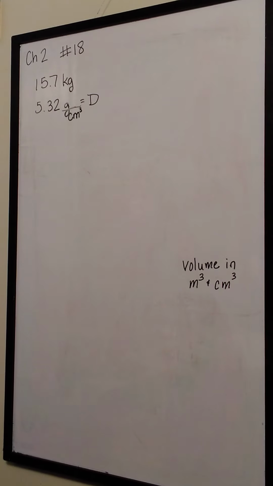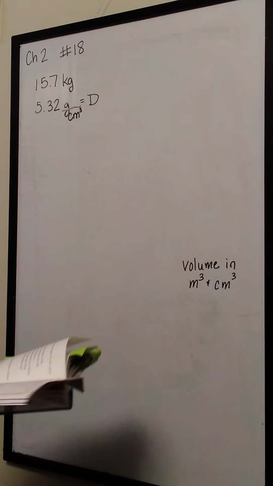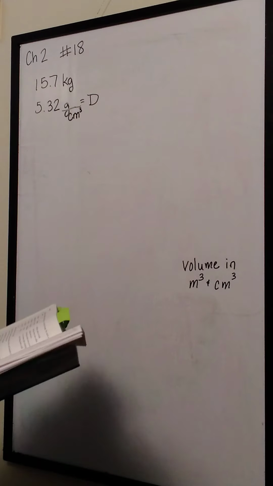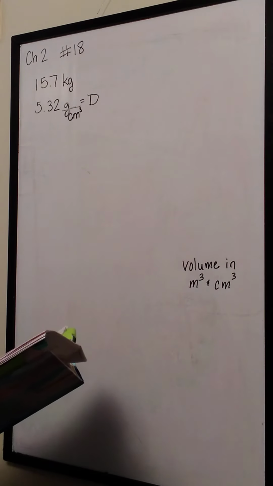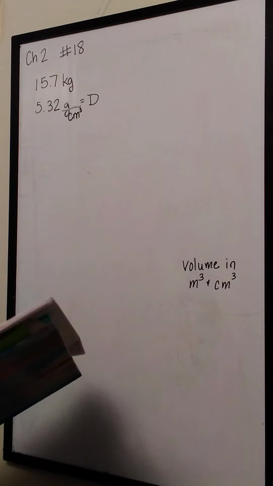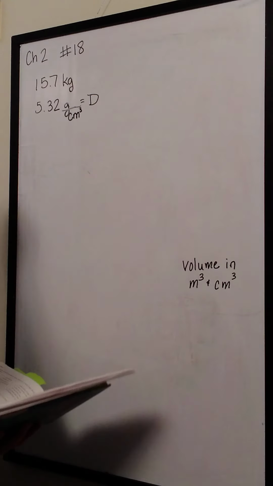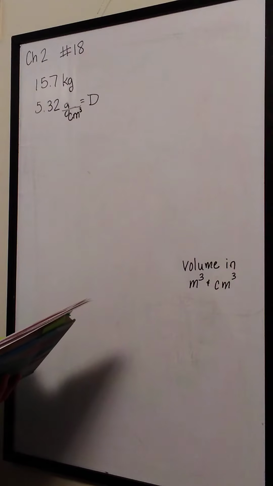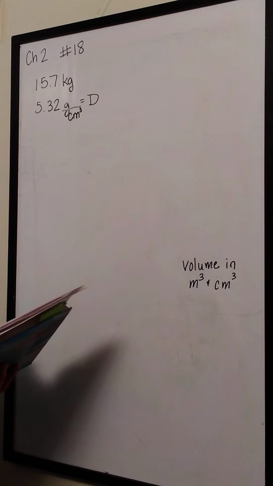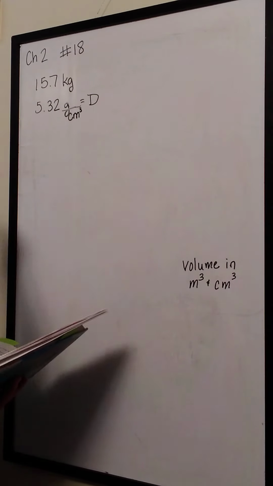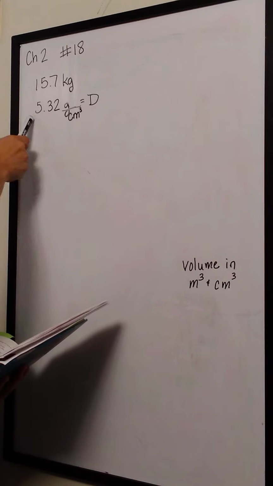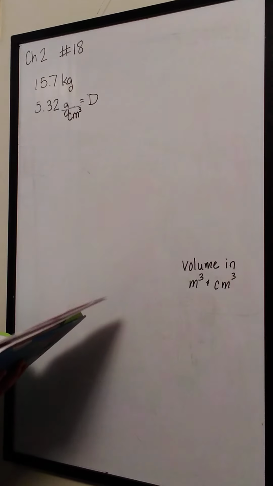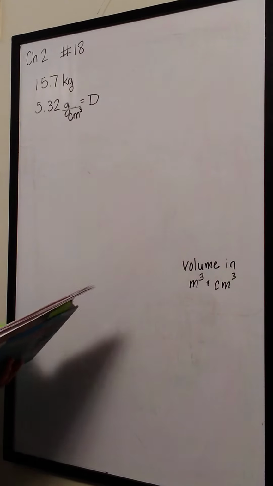Okay, number 18, chapter 22. I'll read from the book and take notes as we go. Factory orders 15.7 kilograms of germanium. I wrote down the number and the units. The density of germanium is 5.32 grams per cubic centimeter. I wrote down density equals 5.32 grams per cubic centimeters.